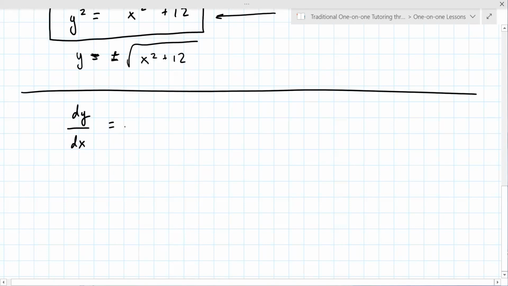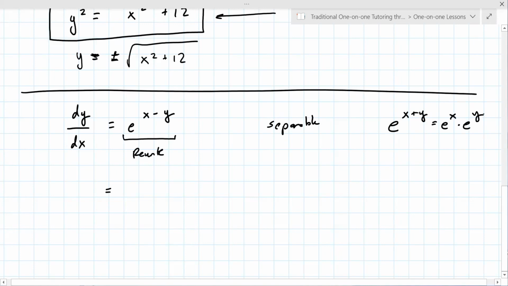dy over dx equals e to the x minus y. Again, this is separable, which means it is possible to separate the variables. On the right here, you want to do a rewrite. It may not be obvious, but there's this property: e to the x plus y equals e to the x times e to the y. That applies here because it's e to the x times e to the minus y, and e to the minus y is really 1 over e to the y. So you can further rewrite it like this.